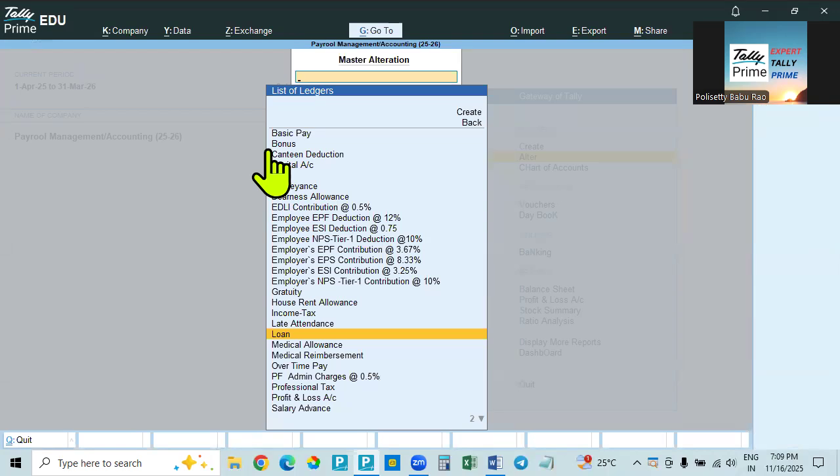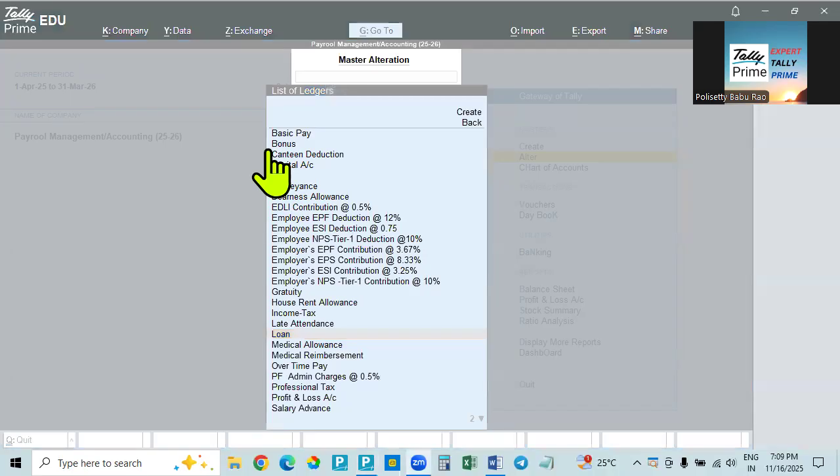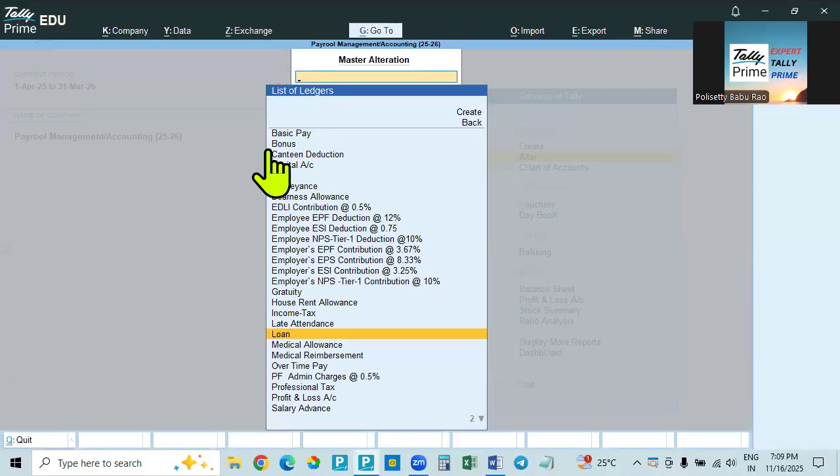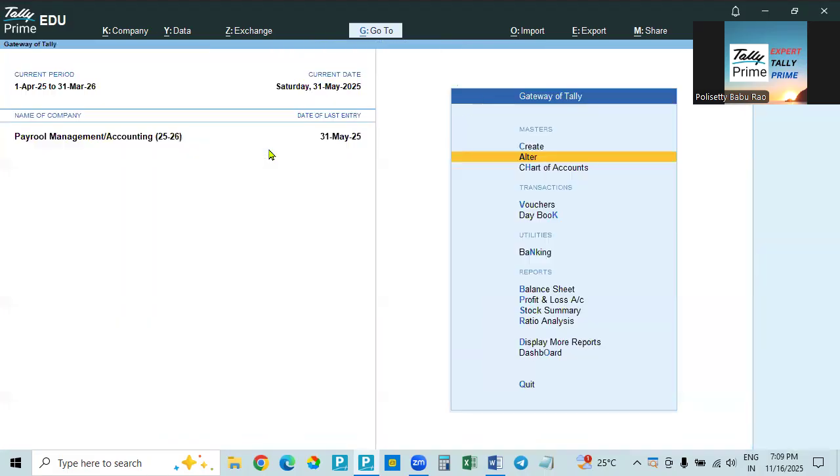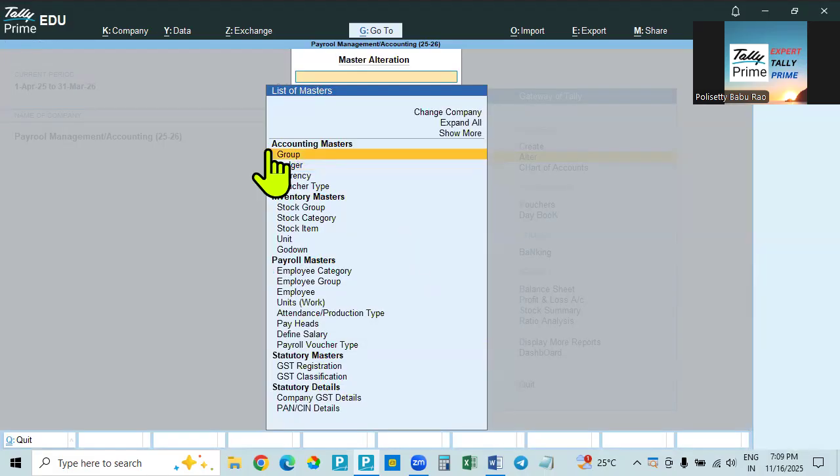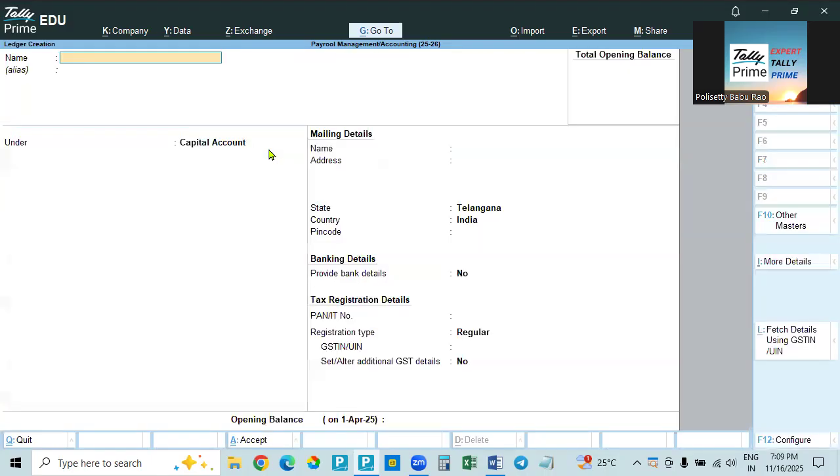We will show that. How will we pay? For example, 1st April is the beginning of the year, and on 1st May we gave the salary advance. To make the payment, and also to pay salaries, we must have money. We have not done anything yet, so we go to ledger and create a ledger. Capital account will be created, and then cash will be there.